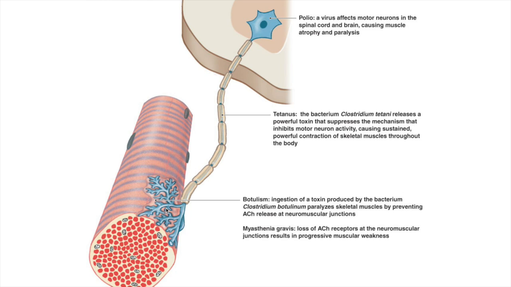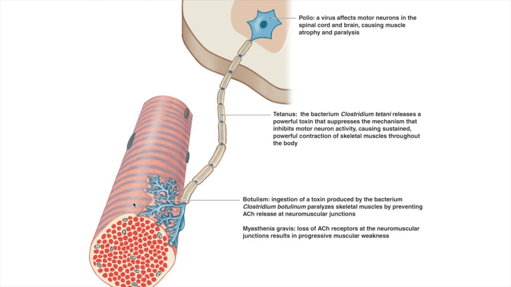Botulism prevents release of ACH at the neuromuscular junction. And if you can't release acetylcholine, the muscle can't contract. Myasthenia gravis causes muscular weakness due to loss of acetylcholine receptors or ACH receptors at the neuromuscular junction.